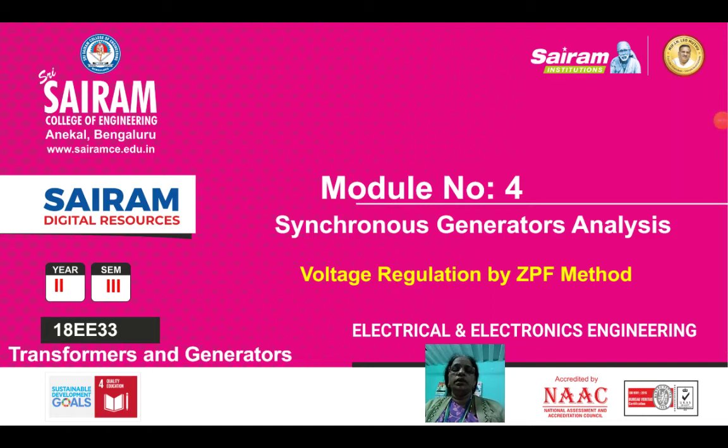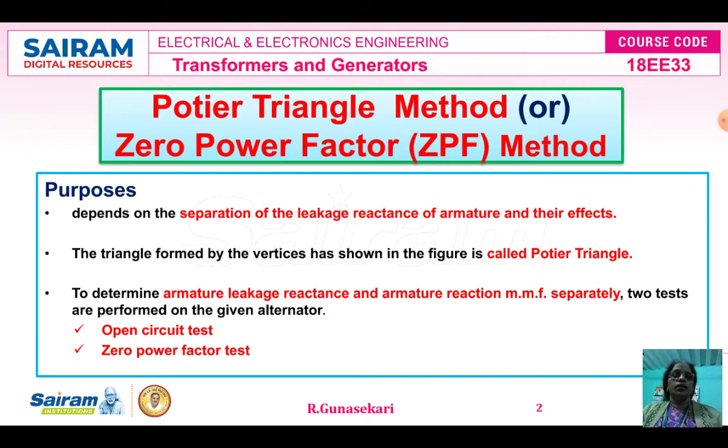Dear student, in this lecture video, we study how to determine the voltage regulation by the zero power factor method. The zero power factor method is also called the Potier triangle method because the Potier triangle is drawn in the graph of the zero power factor method. From the Potier triangle only, we can calculate the reactance, that is, the Potier reactance. That's why this method is called the Potier triangle method.